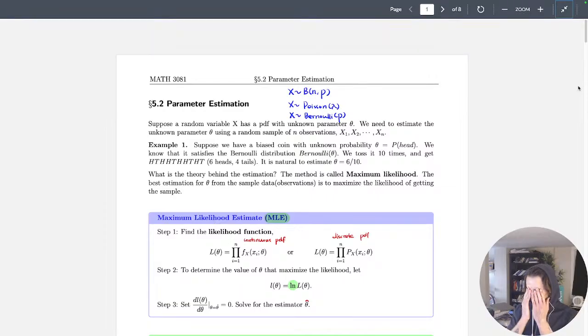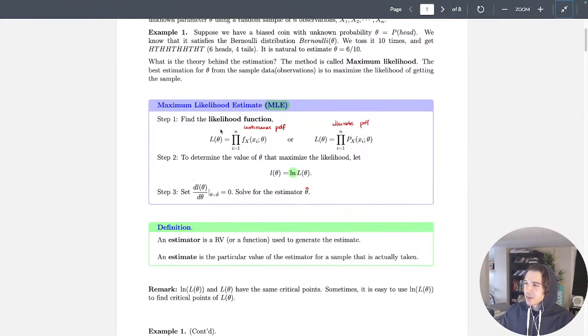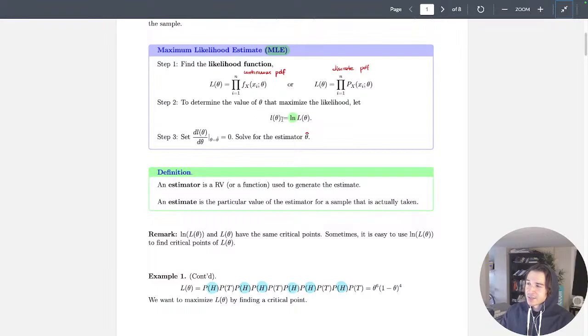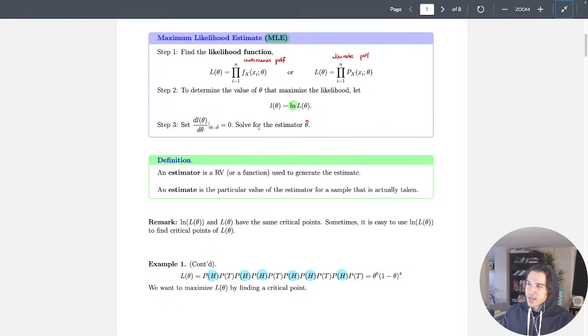So, 5.2, parameter estimation. Okay, this is just the maximum likelihood. You just got to do this. Just follow this sequence of steps. You take the product of the PDF, and then you take the natural logarithm of what you get, and then you take the derivative of that with respect to theta, and you solve for theta.